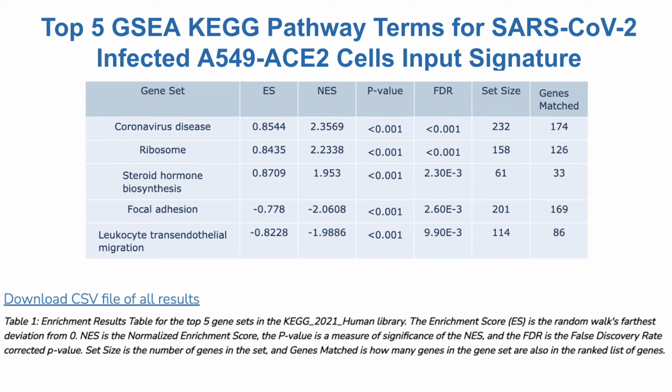A positive enrichment score implies that the gene set is upregulated by SARS-CoV-2, and a negative enrichment score implies that the gene set is downregulated. From this table, we can see that the coronavirus disease, ribosome, and steroid hormone biosynthesis pathways have positive enrichment scores, while the focal adhesion and leukocyte transendothelial migration pathways have negative enrichment scores.